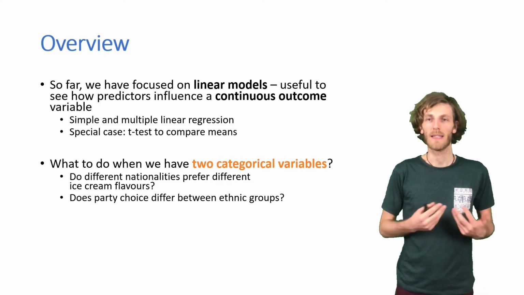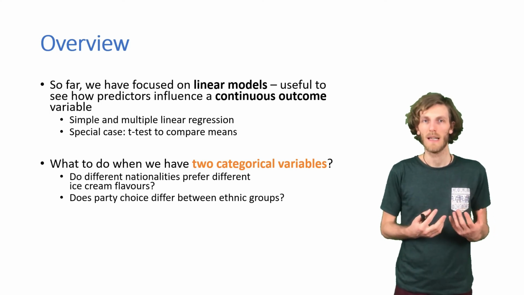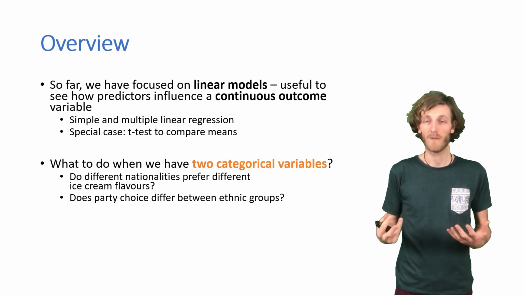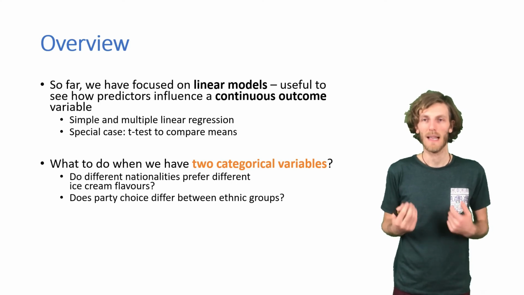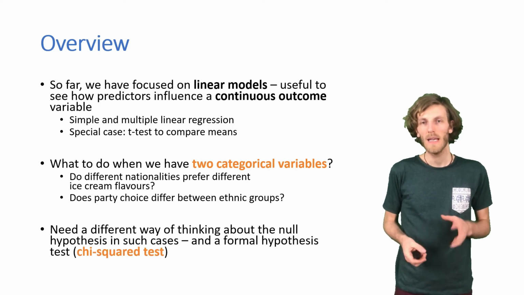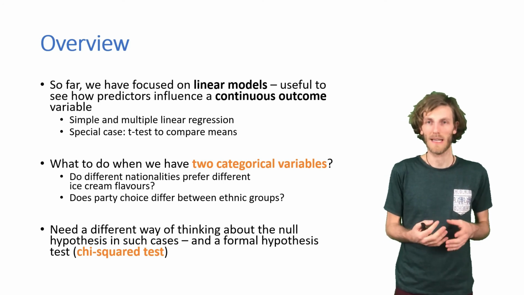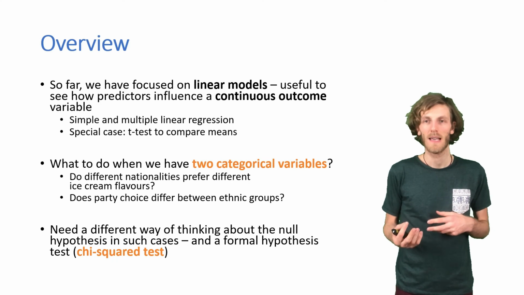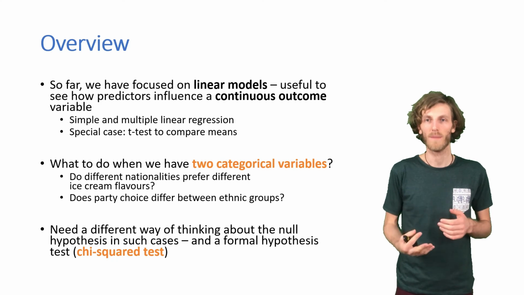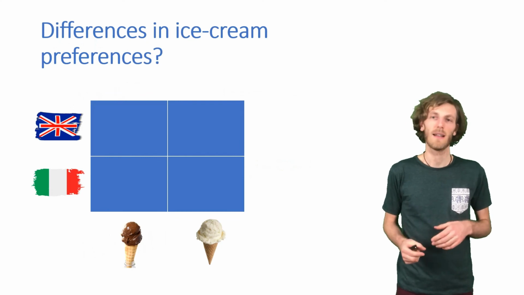So if we're wondering whether different nationalities have different preferences for ice cream, or whether some categorical factor, such as gender, ethnicity, profession, influences party choice, in those cases we need a different way of thinking about the statistical problem. And for that we need to figure out what the hypothesis is that we actually want to test, then what the null distribution is, and how we can test whether the data we observe is significantly different from that null distribution.